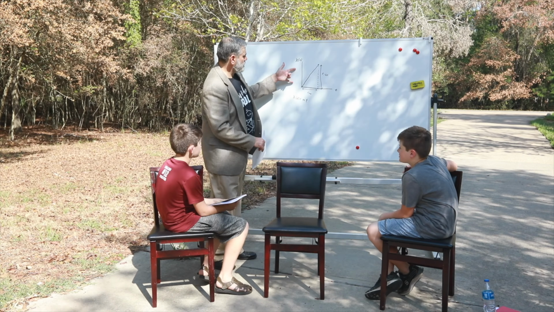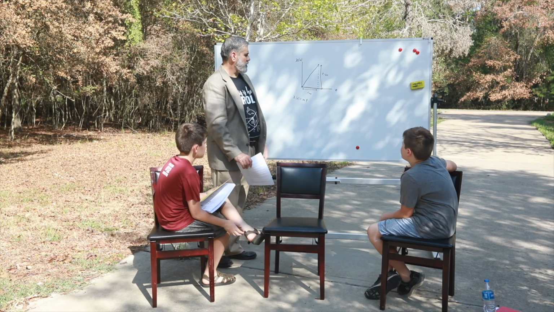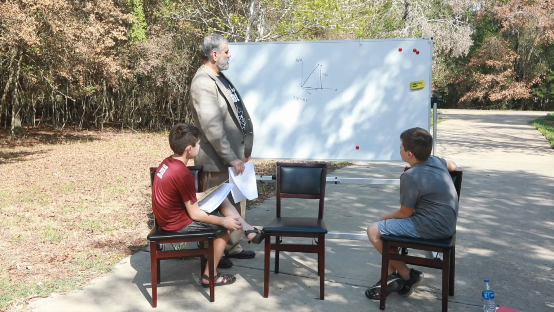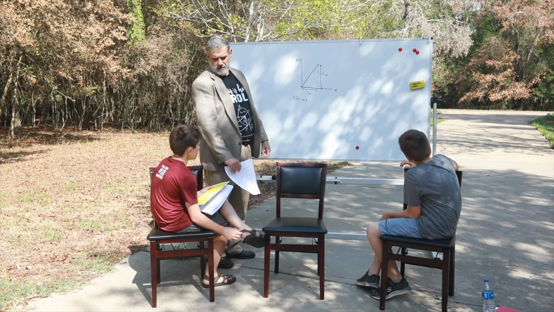What are the units on the slope? What is the slope measuring? What is the rise measuring? What is the run measuring? What's the ratio of those two? Rise is x of t. Run is, well, it's this x position minus this x position. What do we call that?